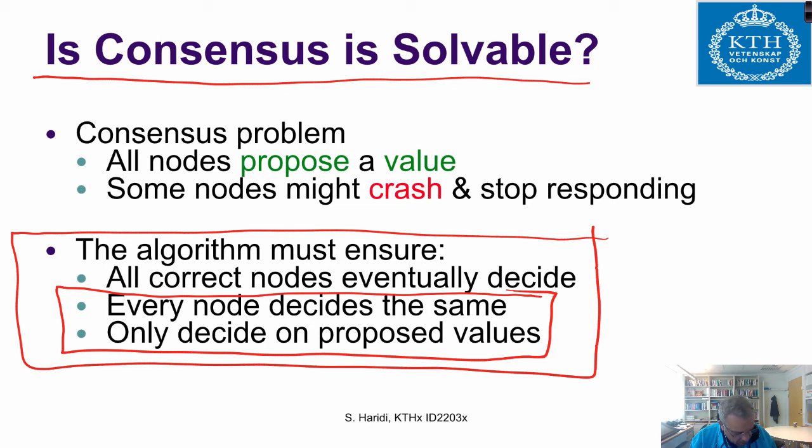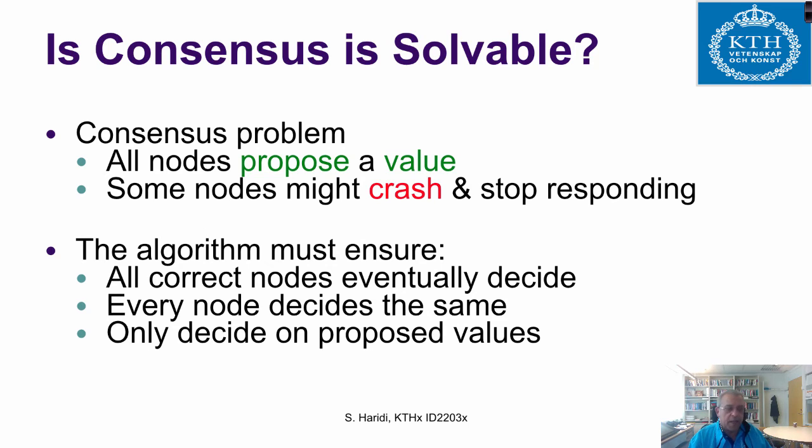But sometimes these algorithms also violate this first property, which says all nodes eventually decide. So in some cases the algorithm might get stuck. We will discuss all of these issues in our course. We'll discuss what models can be used to solve the problem, and if the problem is not solvable in certain models, what properties are going to be violated and what properties are not going to be violated.